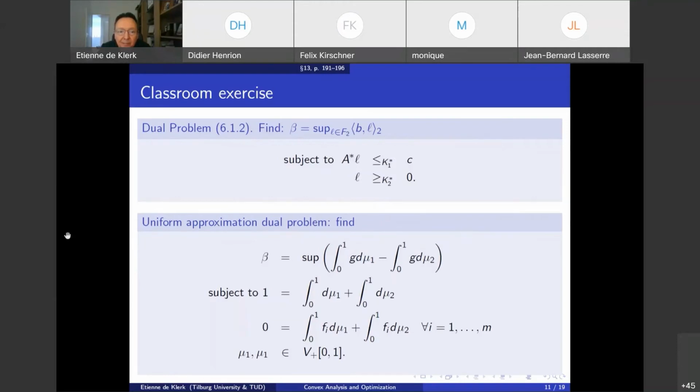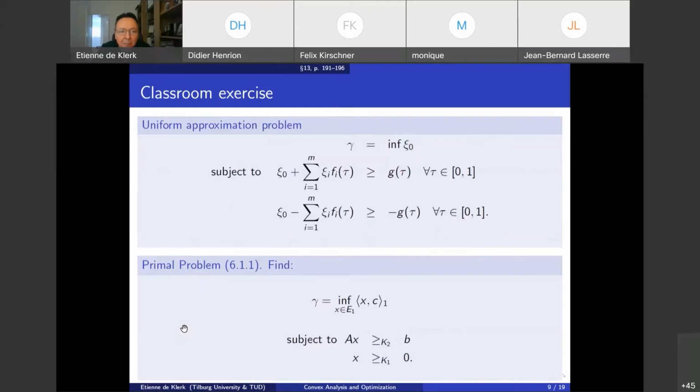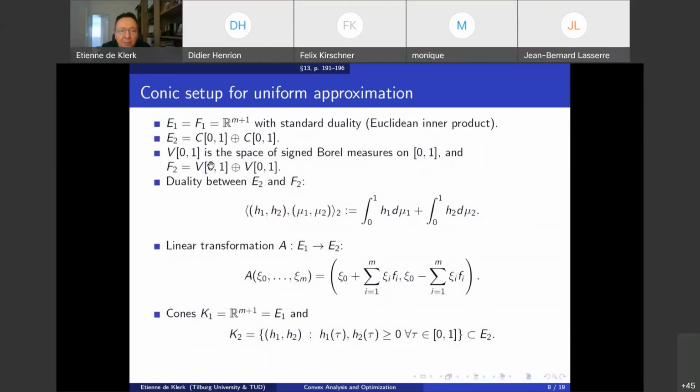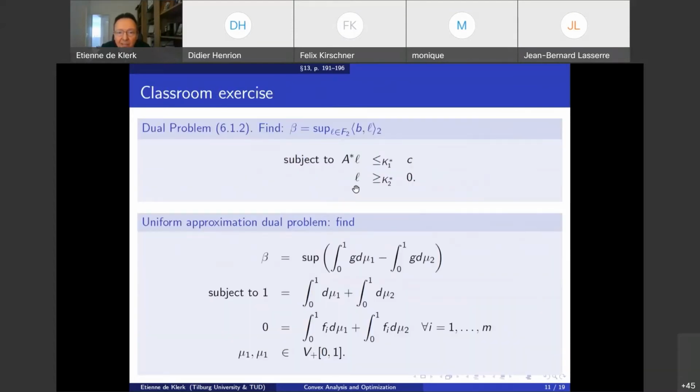So basically, just to remind ourselves, this L belongs to the space F2. The space F2 talks about the pair of measures. So to remind ourselves, this L belongs to the space of pairs of measures. That's why we have as variables the unknown measures mu1 and mu2. But this also has to belong to this cone.